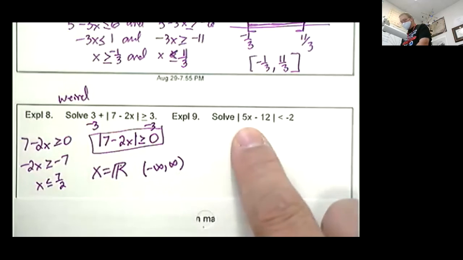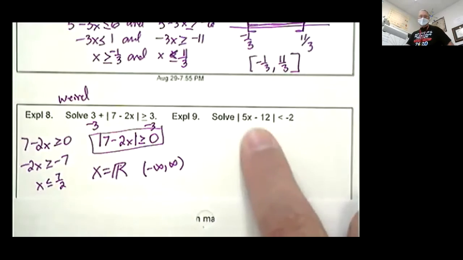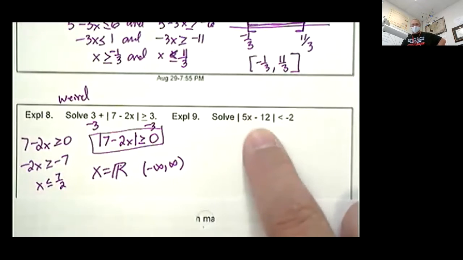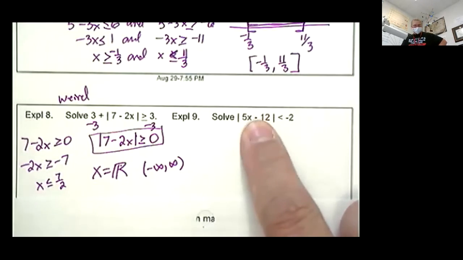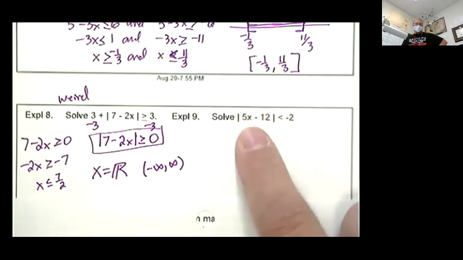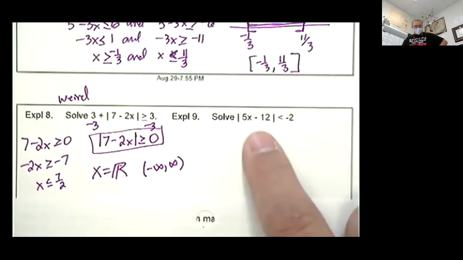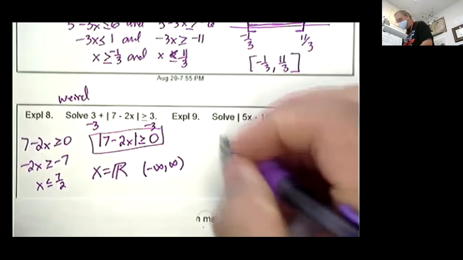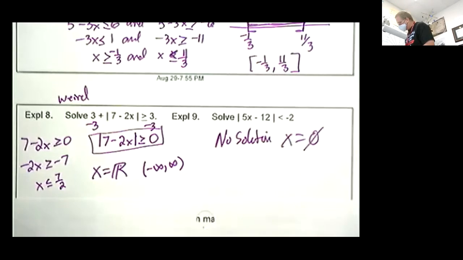The absolute value of 5x minus 12 is less than -2. Now again, what does this absolute value say? Whatever number we get inside, we're going to make it positive. Is there any way that positive number can be less than -2? It can't, because it has to be positive. All positives have to be bigger than -2. This is no solution. X is the null set. So those are a couple of the weird things that can happen.